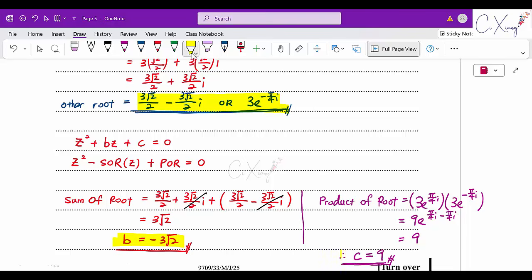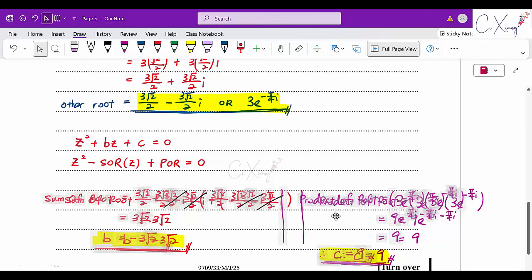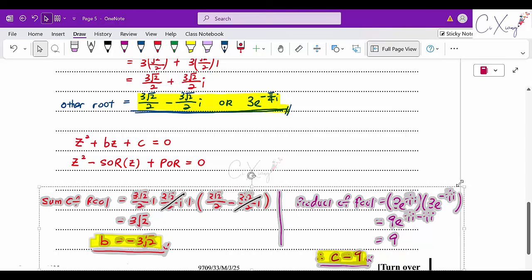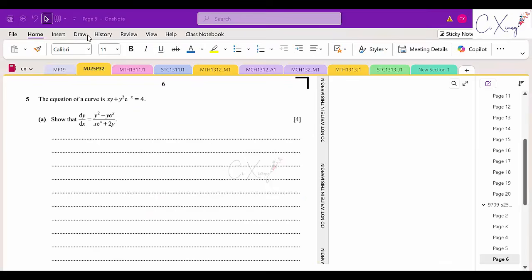Okay, so this is how we get the value for b and c. Some of you might use some other method. As long as you can get the correct value here, then basically the method will be accepted. Because some students might substitute the value inside the equation and try to solve them, that also can. So there are many possible ways. This is just a suggestion. Alright, and this is how we solve question number 4.